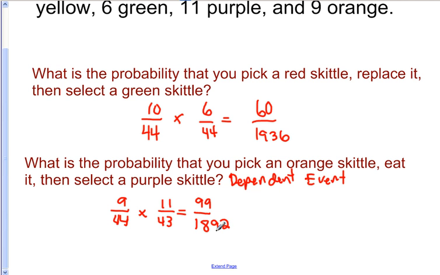Alright, cool. So the top one, this would be an independent event. That's a classic independent event because the first pick has no bearing on the second pick. You put it back. The bottom example, this is a dependent event because the first draw affects the second draw because you've eaten that Skittle now. Alright, let's keep plugging along here.